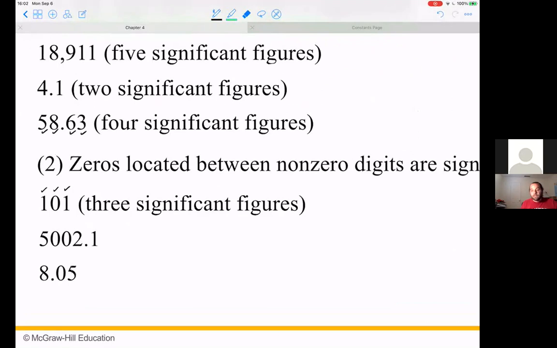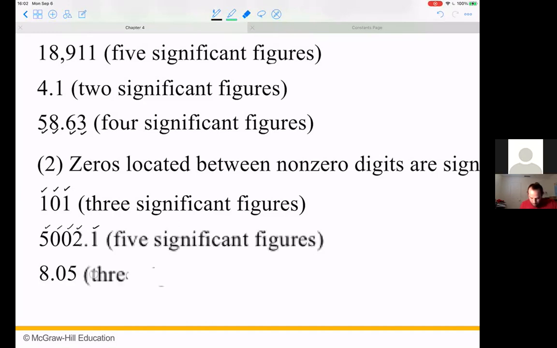Likewise, in 5002.1, they are sandwiched. So this would be 1, 2, 3, 4, 5 sig figs. Okay. And 8.05, again, sandwiched between 2 non-zero digits. So this would correspond to 3 significant figures.